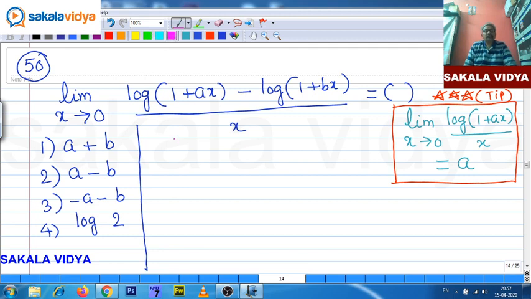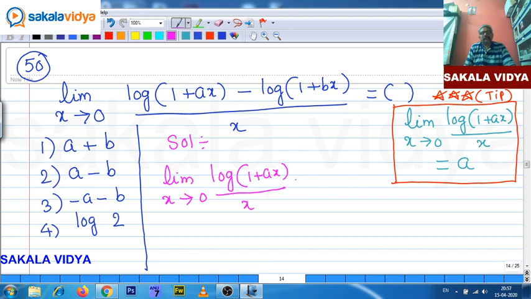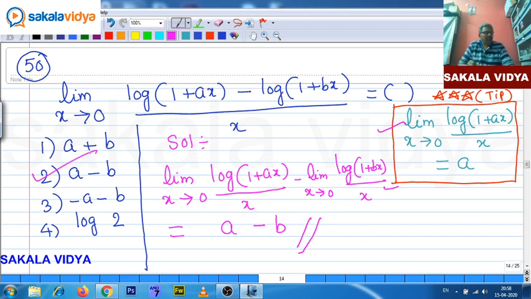Okay, now the solution we can write like this. Limit x tends to 0, log of (1 plus ax) upon x, minus limit x tends to 0, log of (1 plus bx) upon x. See, using this formula, this can be written as a and this as b, with the minus. So, a minus b is the answer, second option.